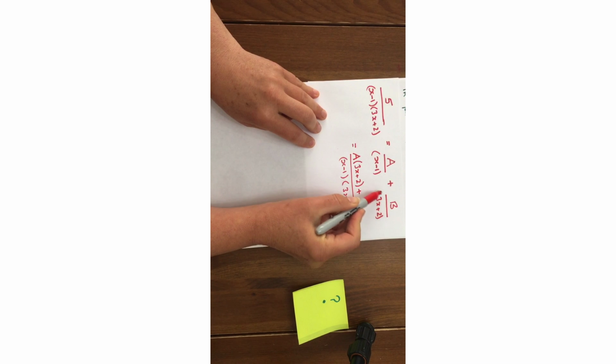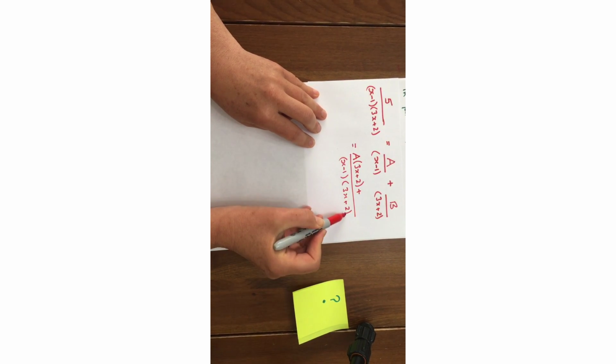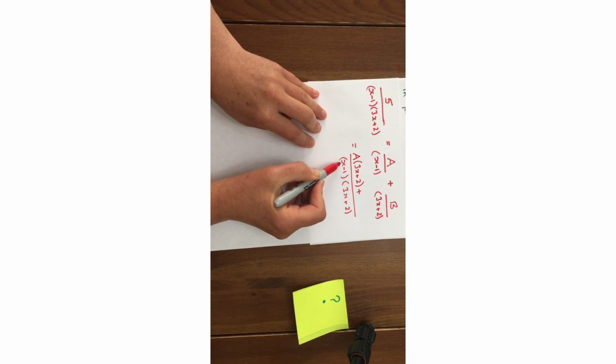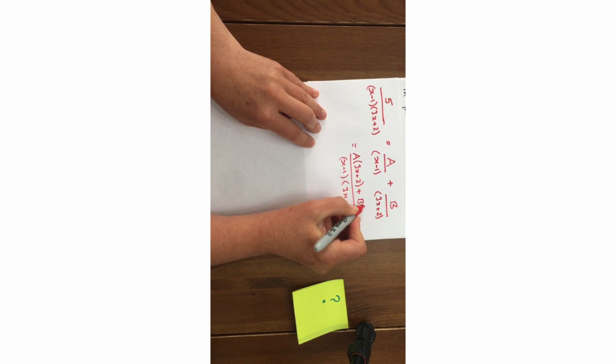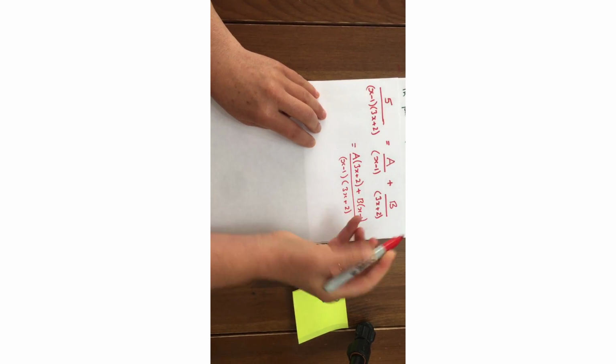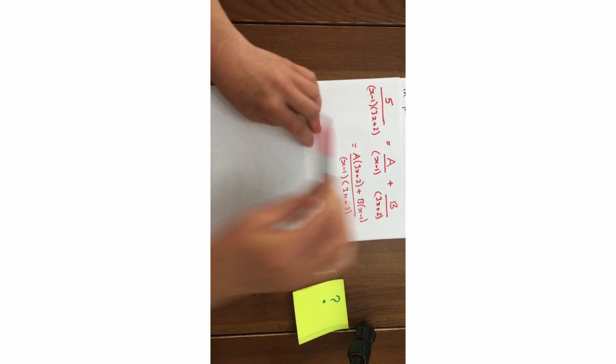Plus, how many 3x plus 2s go into the denominator? x minus 1 times. So we've got B lots of x minus 1. This step going from here to here is vital to your understanding. Please, if you do not understand that step, you must let your teacher know to clarify that more.